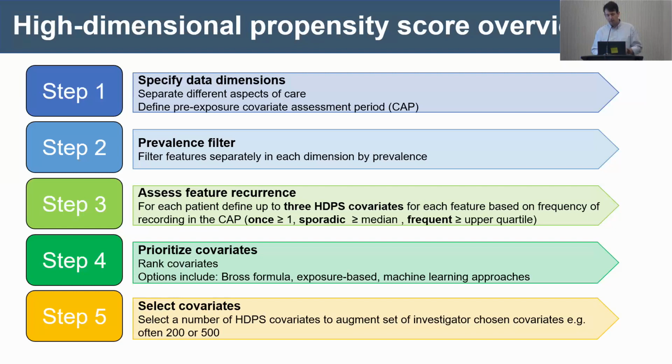After step 3, we've got this huge battery of covariates, and in some settings this can be thousands. So we need to subset them and prioritize and rank which ones are important. And in step 4, there are various options in how we can do this. Traditionally it's the Bross formula, but there are also exposure-based flavors and machine learning approaches too. And then finally, based on these rankings, we might select a number to augment our investigator-selected set of covariates.